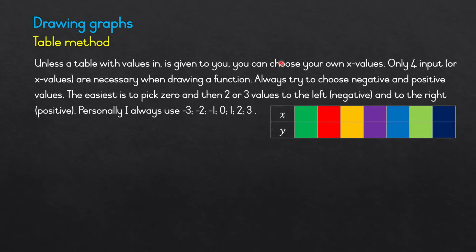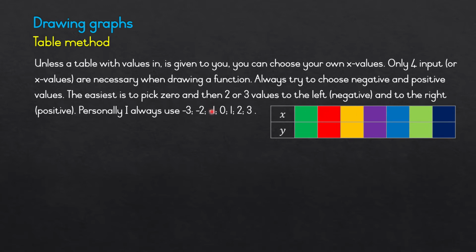Okay, you need to fill in the x values yourself. So what I always do is I start in the middle with 0 and then I fill it up. So 0 to the right is positive, so 1, 2, 3, and to the left is negative, negative 1, negative 2, negative 3. This is quite a large table. It has 7 options for values. Sometimes they only give you 4.